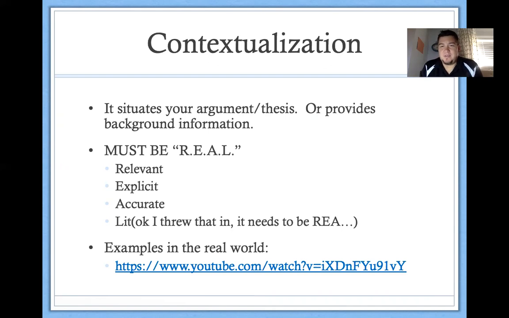Every now and then you get these brilliantly worded attempts at contextualization, but it's like, wait a second, that's not right. So if it's not relevant, if it's not explicit, or it's not accurate, you don't get a point. There's no partial credit on contextualization. And then I put lit at the end just so it makes it real. Make sure you have real contextualization. It could be R, era, ERA, whatever.